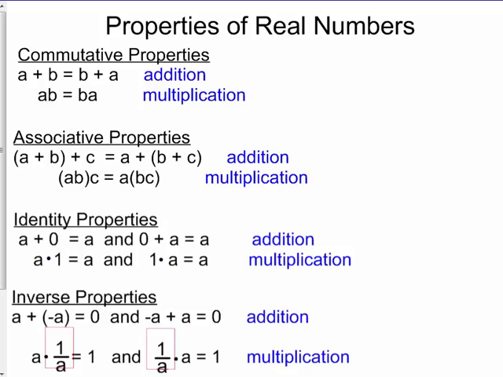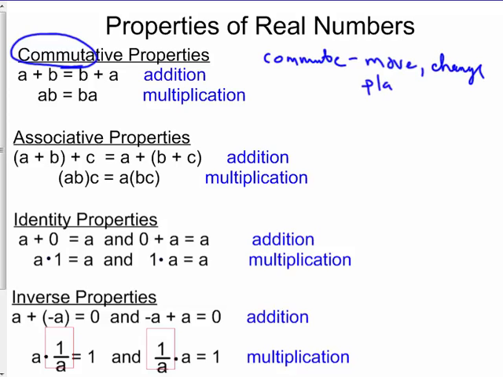The commutative properties. Let's think about English here a little bit. When you think commute, you think driving someplace, the commute to work. When you commute, you move. So we think of the commutative property as: I can move terms around and it doesn't change anything. They change places. If I look, I have A plus B equals B plus A. What happened? They switched.